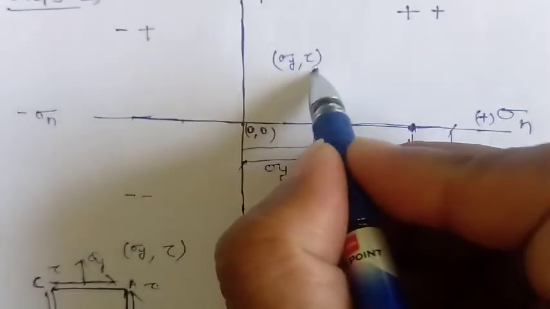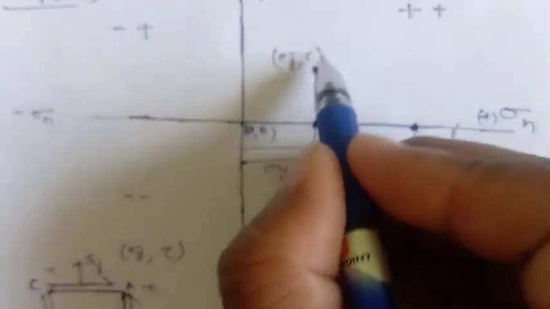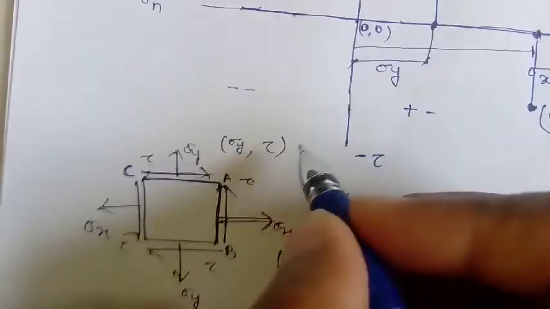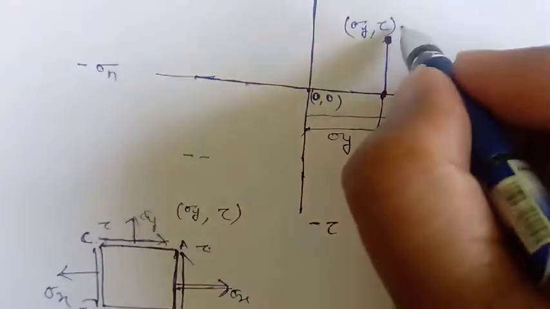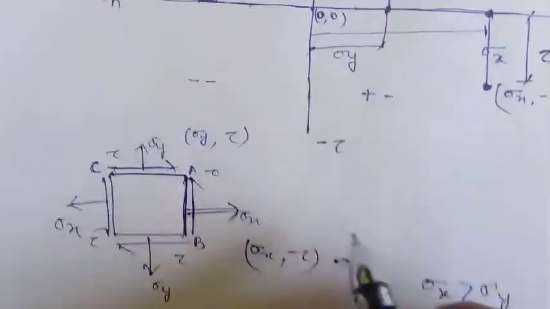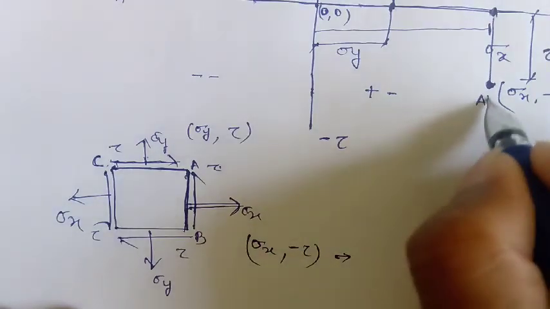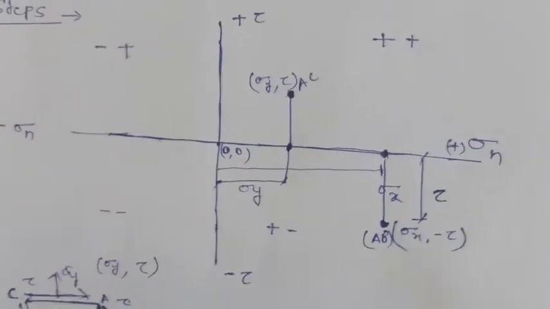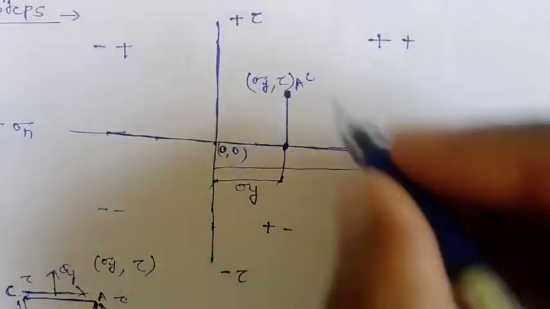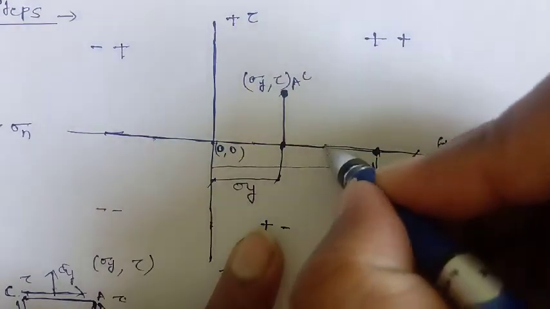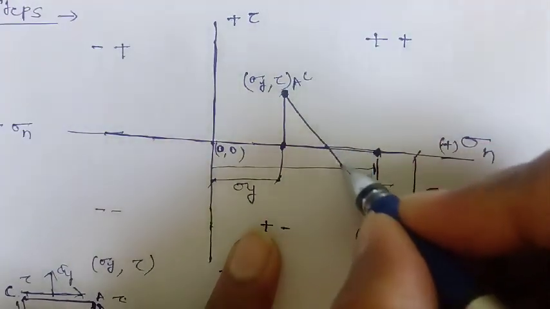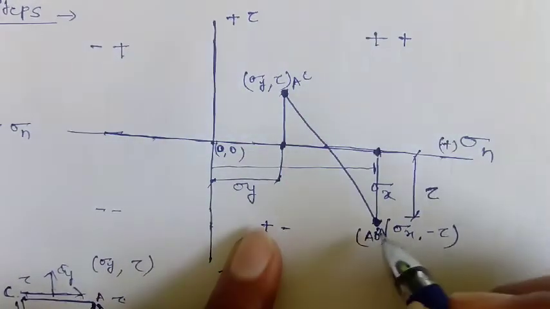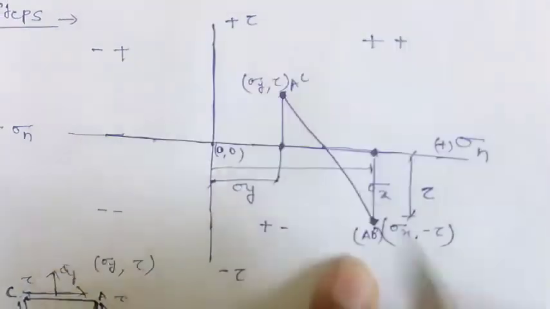So this is the other plane. Sigma y and tau is nothing but a plane. This point is a plane, that is our AC plane. This will be our AC plane, and this will be our AB plane here. Now the next step, we join these 2 points, these planes, from the center here. We join these 2 points. This is the AC plane, AB plane, X plane, Y plane.